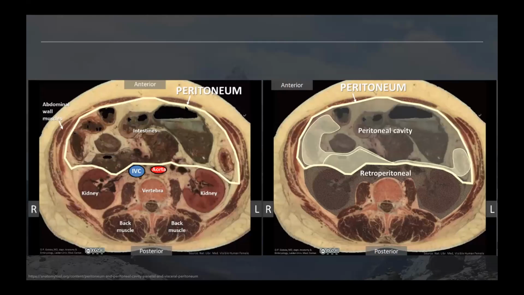So this is the peritoneum, the parietal peritoneum that lines the peritoneal cavity. Pneumoperitoneum is air within the peritoneal cavity. Behind the parietal peritoneum is the retroperitoneum. So the kidneys, IVC, aorta, etc. are all here. The ascending and descending colon are also retroperitoneal.